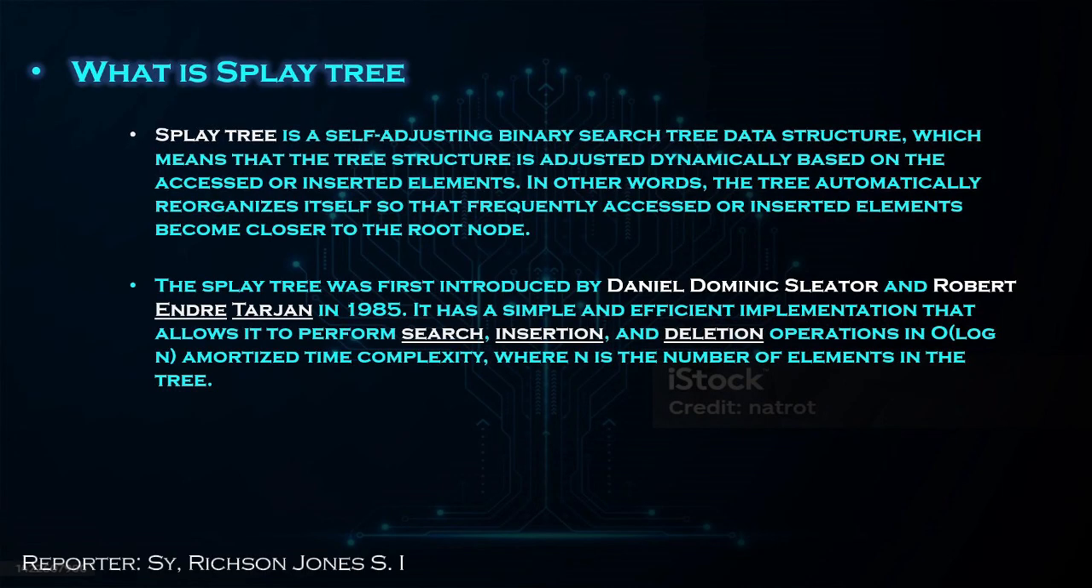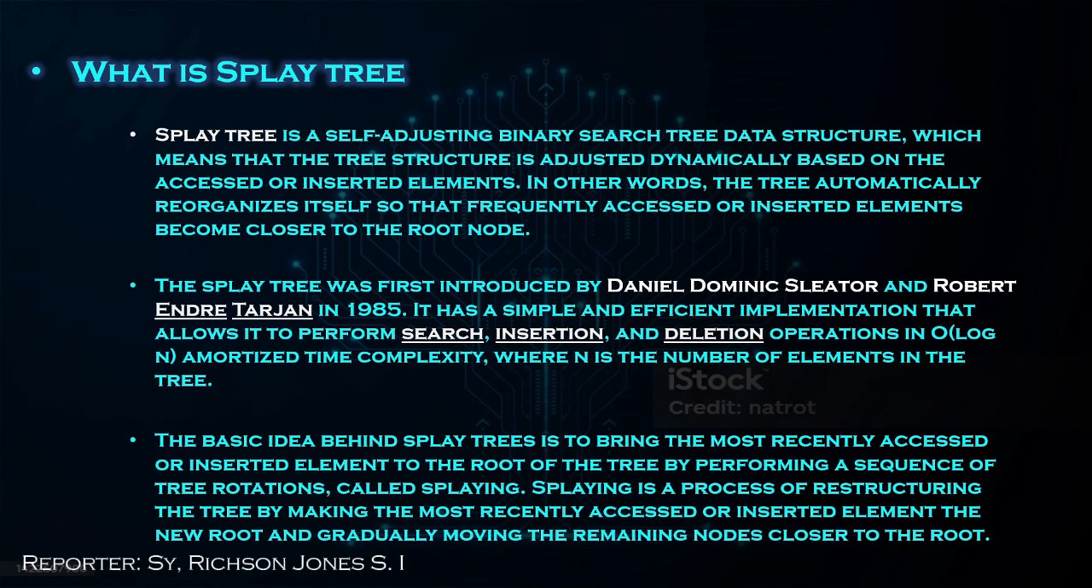It has a simple and efficient implementation that allows it to perform search, insertion, and deletion operations in O(log n) amortized time complexity, where n is the number of elements in the tree. The basic idea behind splay trees is to bring the most recently accessed or inserted element to the root of the tree by performing a sequence of tree rotations called splaying. Splaying is a process of restructuring the tree by making the most recently accessed or inserted element the new root and gradually moving the remaining nodes closer to the root.